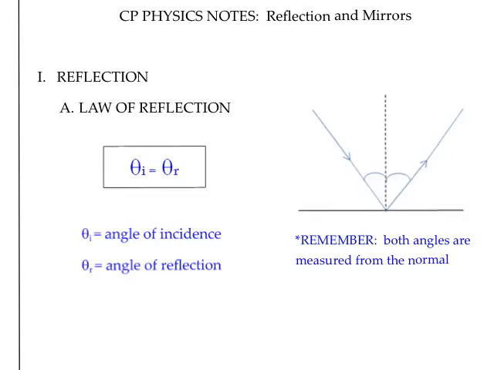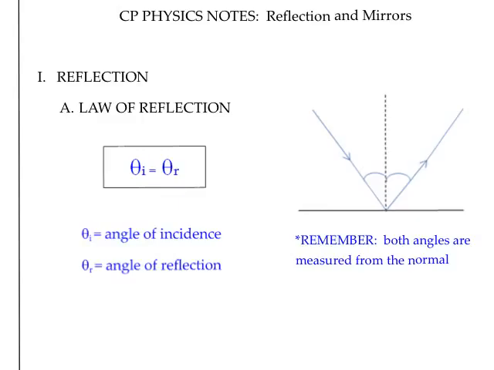For our next chapter, we will revisit the concept of reflection and then apply that to mirrors. So remember that the law of reflection was the angle of incidence equals the angle of reflection. And I have a surface drawn for you right here. Remember that we want to measure our angles from the normal line, which is this imaginary perpendicular line.